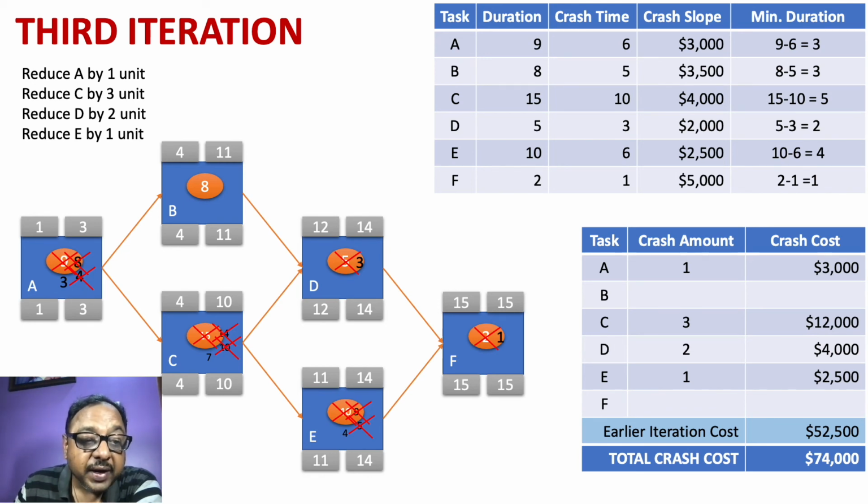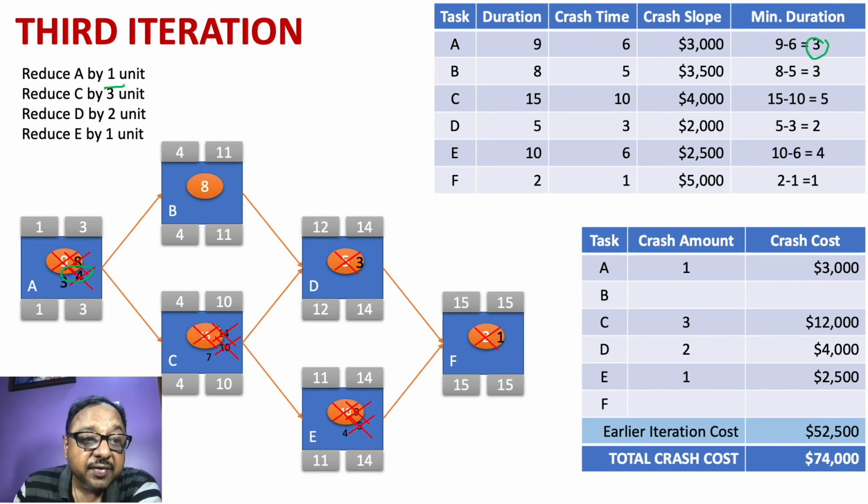After the second iteration, we saw that we have 2 critical paths. So now we can reduce the time of the activities A, C, D, E, and F. But we saw that F we cannot reduce any further, so F is out of the question. So we can reduce the time of A, C, D, and E and check whether our network can be crashed further. But we can reduce the time of activity A by only 1 unit, because right now it's at 4 units and the minimum duration required is 3 units. So I can reduce it by only 1 unit.